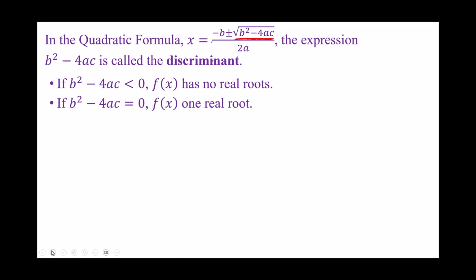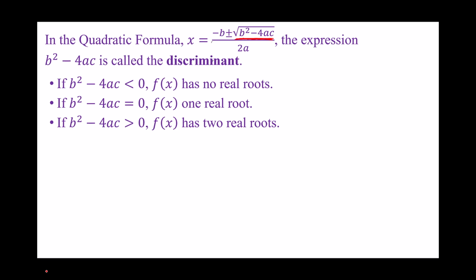But if b squared minus 4ac is equal to 0, we're going to have exactly one real root. So if what's inside the square root is equal to 0, and we do plus or minus 0, so we add or subtract 0, that doesn't change anything. So we're going to end up with one real root.